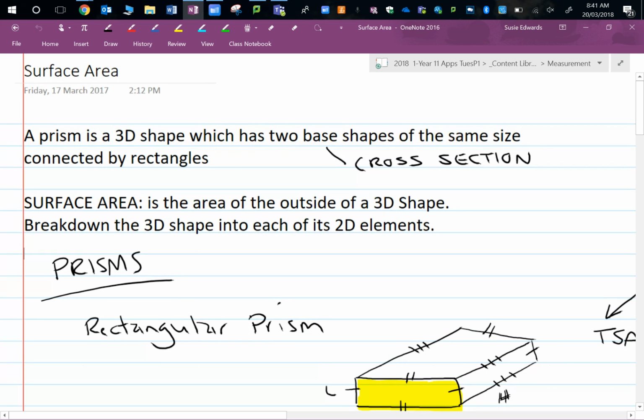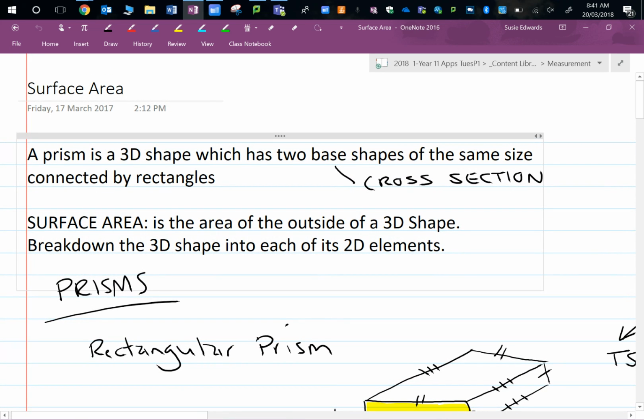All right, listening up. So, surface area. Can you write surface area as the title of your page, please?